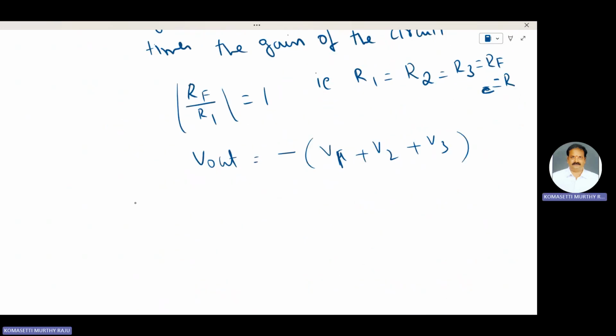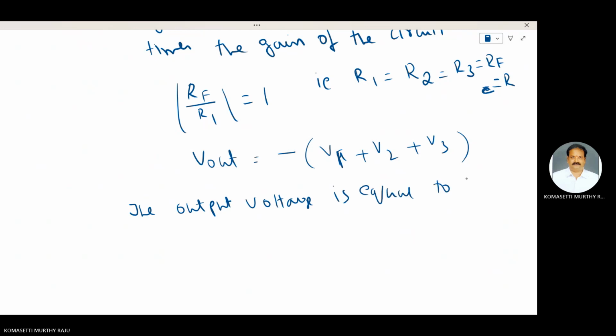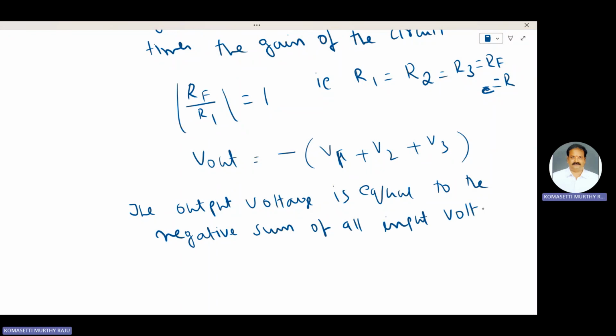The gain is unity. The output voltage is equal to the negative sum of all input voltages. Negative sum of all input voltages. That means minus of V1 plus V2 plus V3.